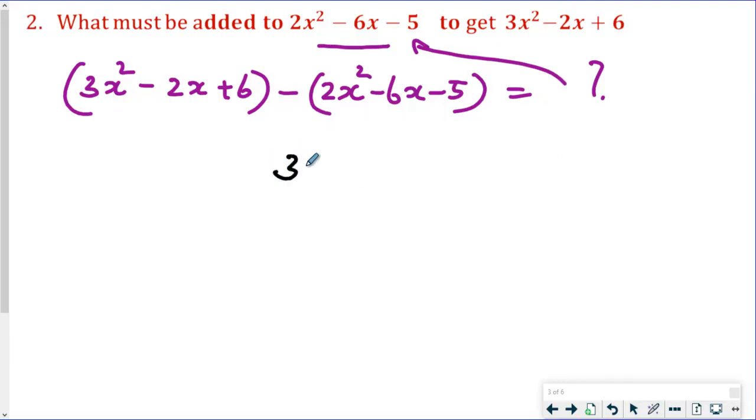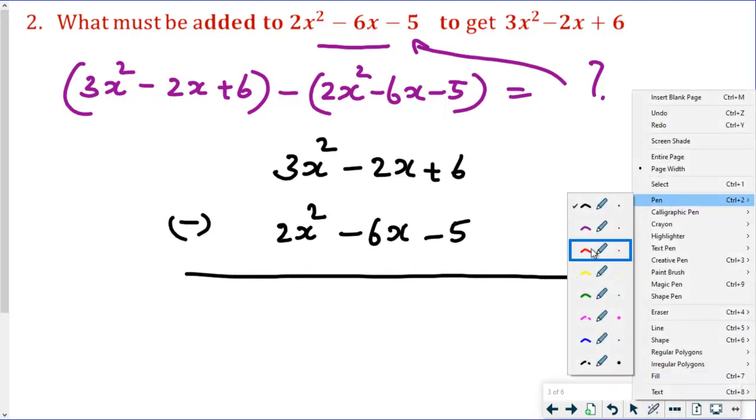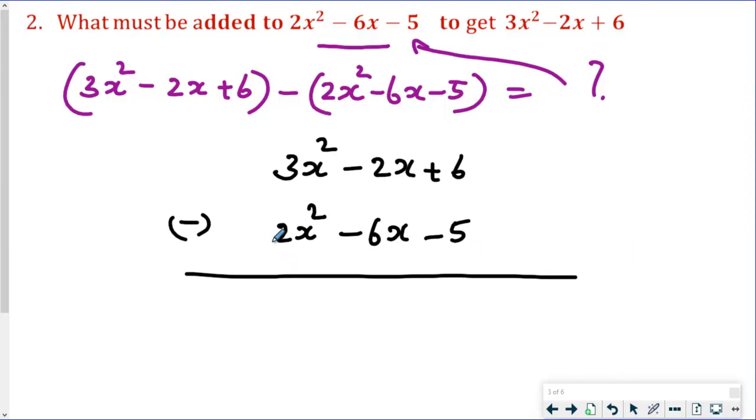First we have to write the first polynomial, that is 3x² − 2x + 6. Second polynomial: the like term of 3x² is 2x², so we write it just below 3x². Then −6x, both are like terms. Then −5, that is also a like term. Now we have to do the subtraction. For the subtraction, first we have to interchange the signs of the terms. Here 2x² becomes minus, this minus becomes plus, this minus also becomes plus. After that we have to add.